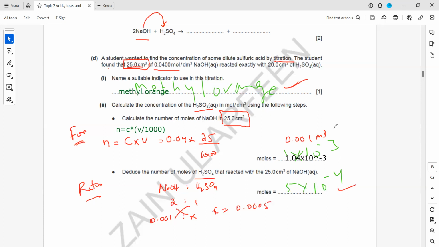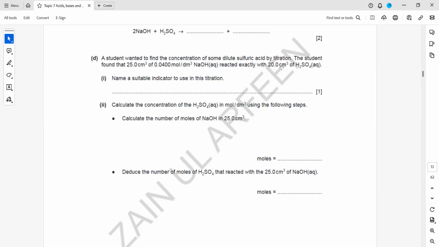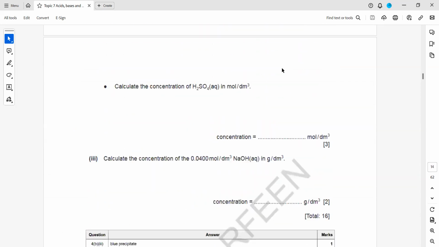You can write your answer in decimals. You can also write your answer in exponents. So we got the moles 0.0005 and we have the volume of sulfuric acid 20. So the last part we need the concentration. So how can we work out the concentration? Concentration is moles divided by volume. So moles were 0.0005 and the volume was 20 cm cube. So we divide by 1000, 0.02. So 0.0005 divided by 0.02 gives 0.025 moles per decimeter cube.